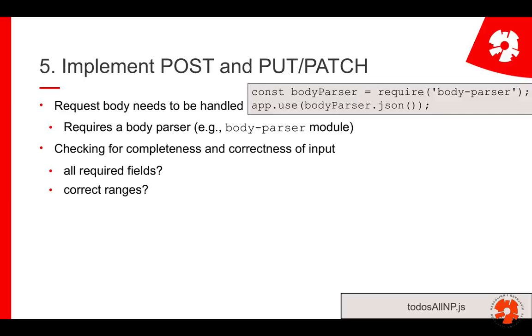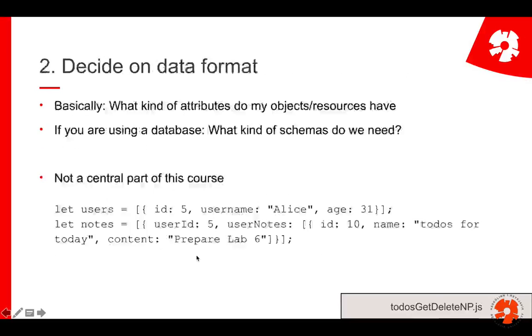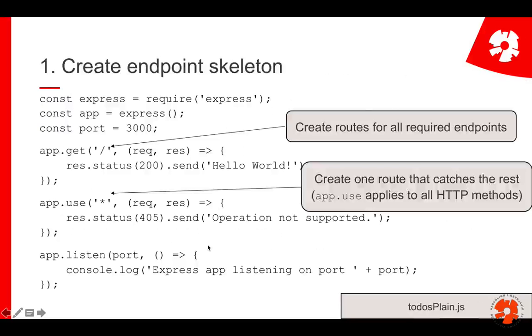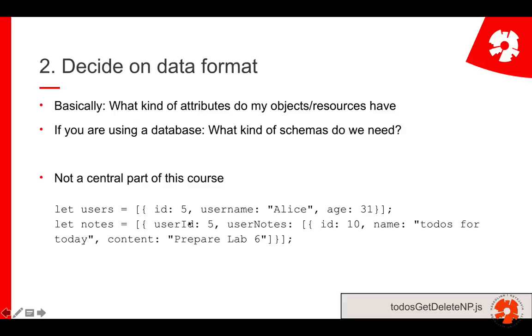The next thing we need to do is actually validation. So we need to check, is everything we need there? Is the input correct? So if you remember our data, we had username, that's a string parameter, we had age. So if you want to create a new user, you need to check, is the username there? Is the age there? And you also need to check, is the age actually a correct value?